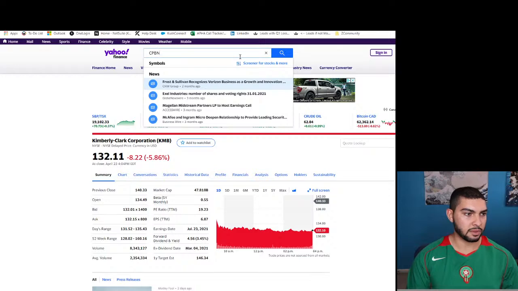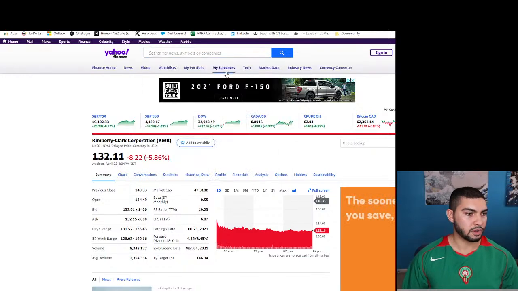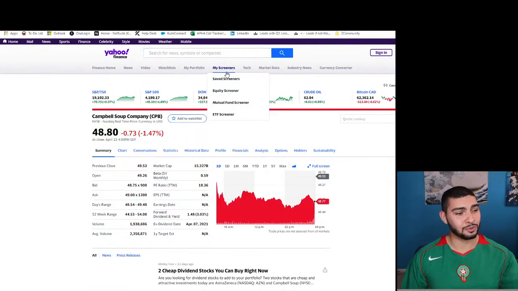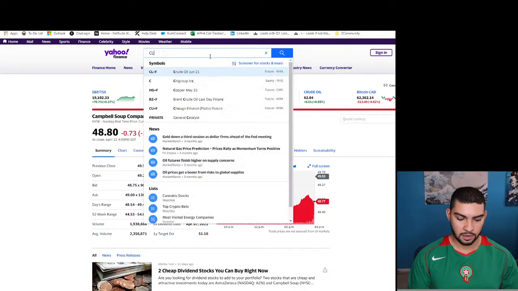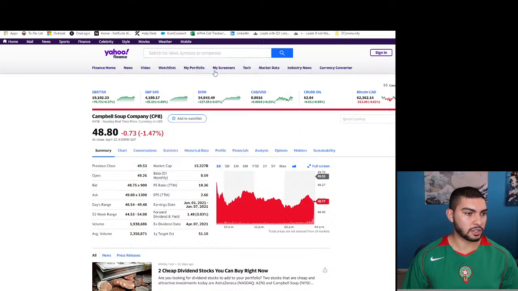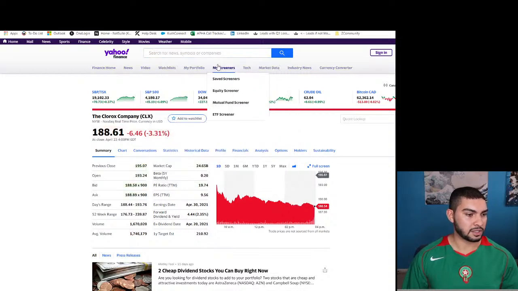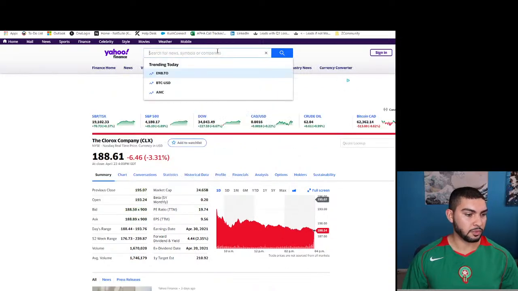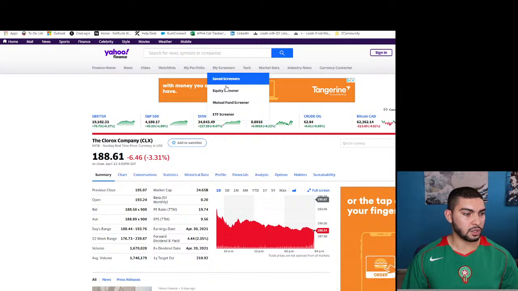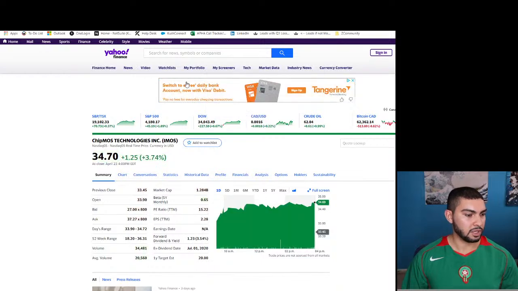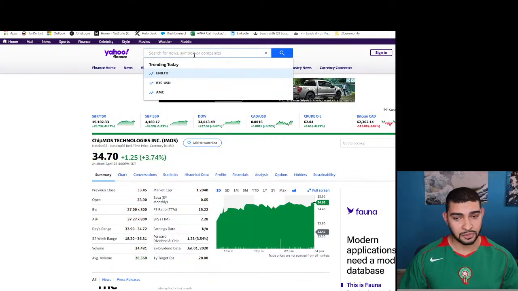CPB, which is Campbell Soup Company. If you're getting that chicken noodle soup, this is your guy basically. They've got a PE ratio less than 20. Let's do Clorox. During the pandemic, this thing went all the way up, but its PE ratio is also less than 20, so that's a good thing. IMOS, which is ChipMOS Technologies Inc. Let's see what the PE ratio is. Also less than 20, super dope.